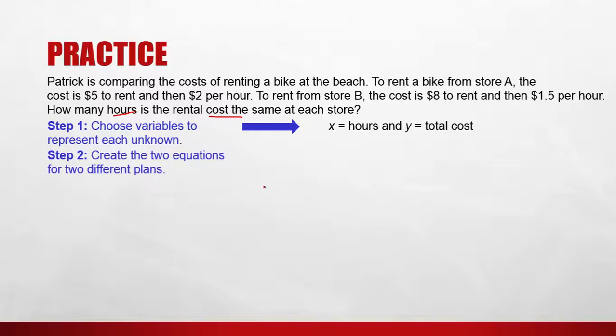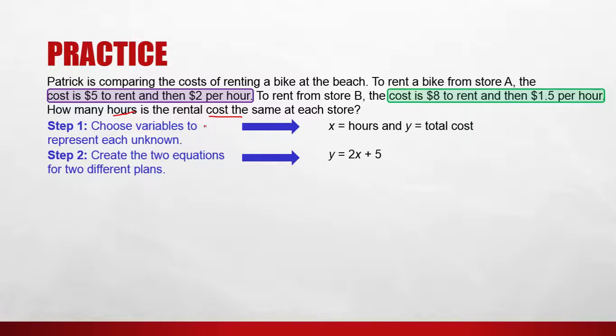Second, two equations for the two different plans. Store A is $5 to rent. That means right off the bat, it costs you $5. Even if you rent for 100 hours or 2 hours, right off the bat, you pay $5. That is your y-intercept, and your slope is going to be 2. Same thing for the second one. $8 right off the bat and $1.50 for your slope. Step 3, set the equations equal to each other.